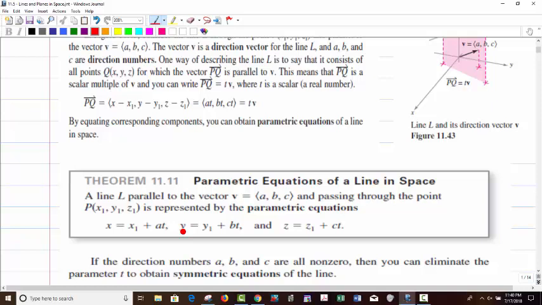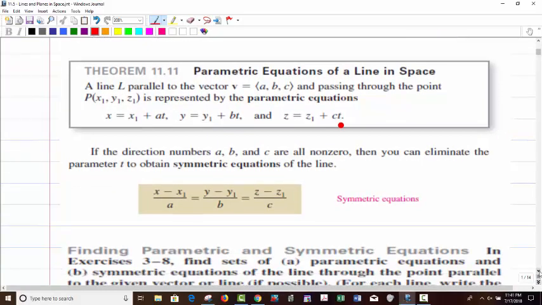So technically the point P can be any point on that line, and then a, b, c represent the direction vector. That means by changing the values of t, you are creating all the various points on that line, obviously infinite points on that line. So anytime you use a new t, that's a new point on the line.